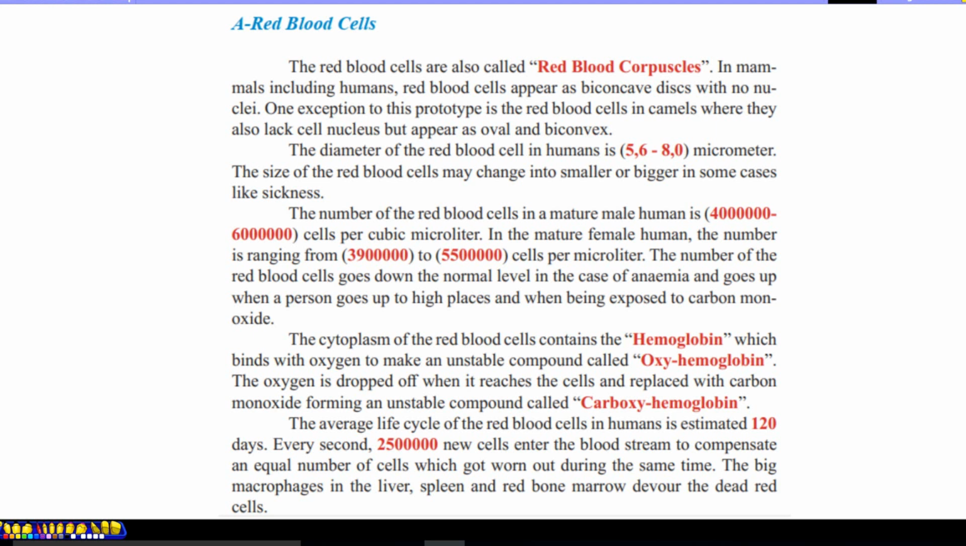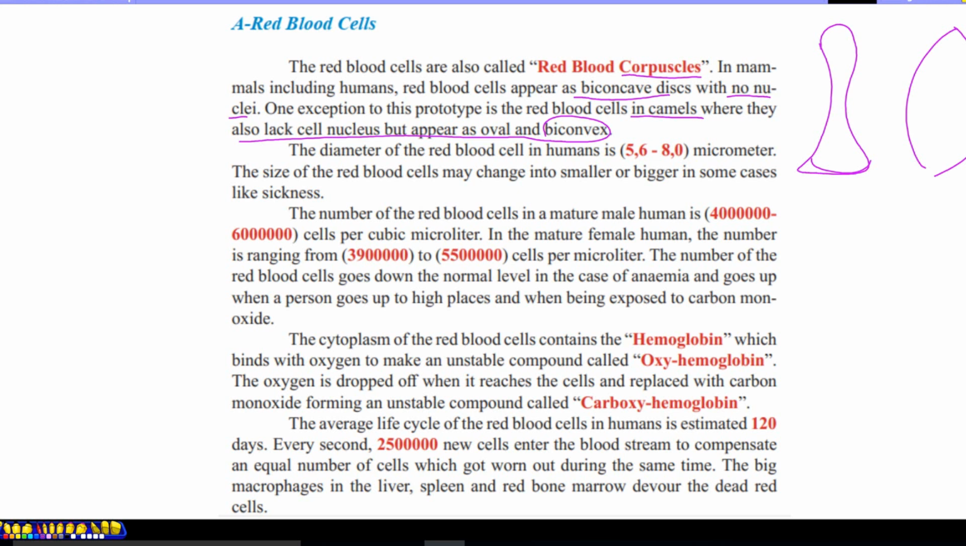Red blood cells are also called red blood corpuscles because they lose their nucleus when they become mature. In mammals, including humans, red blood cells appear as biconcave discs with no nuclei. We need this detailed information to compare red blood cells with white blood cells, which is a common type of question asked about blood in the ministry exam. One exception to this prototype is the red blood cells in the camel, because they also lack a nucleus but the shape of the cell is different, biconvex.